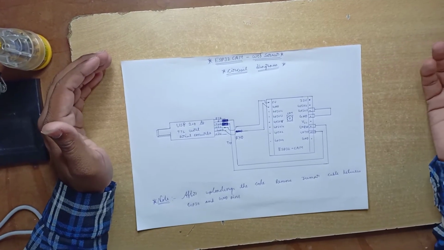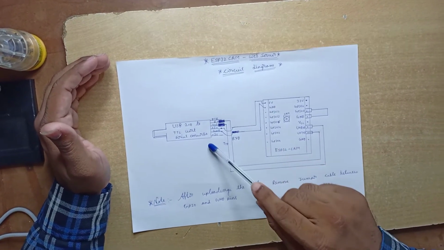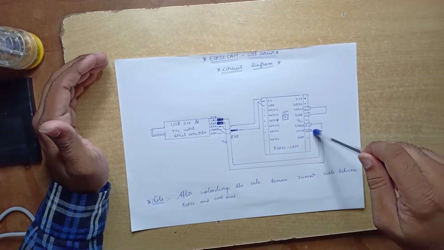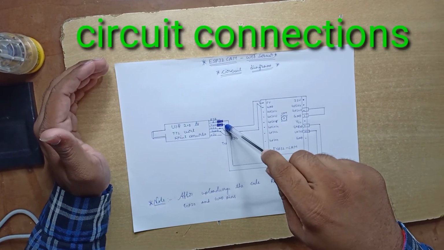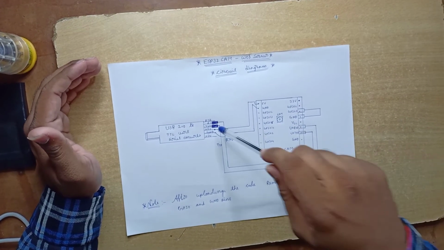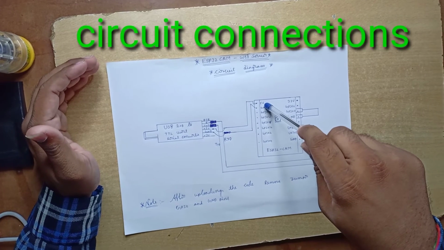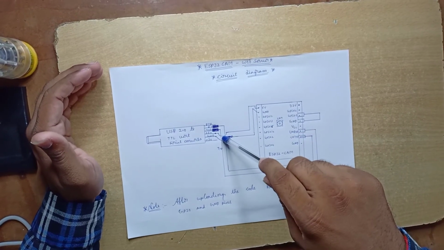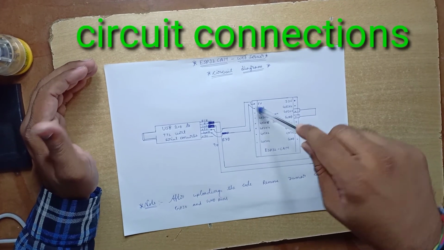Let's see the circuit diagram in detail. Connect the RX pin of the UART serial converter to the TX pin of the ESP32 cam board. Connect the TX pin of the UART serial converter to the RX pin of the ESP32 cam board. Connect the 5V pin of the UART serial converter to the 5V pin of the ESP32 cam board. Connect the ground pin of the UART serial converter to the ground pin of the ESP32 cam board.